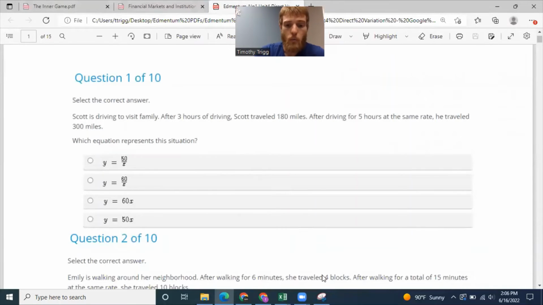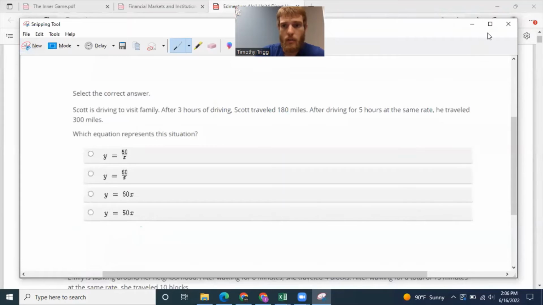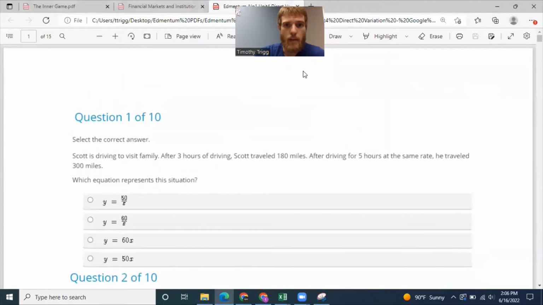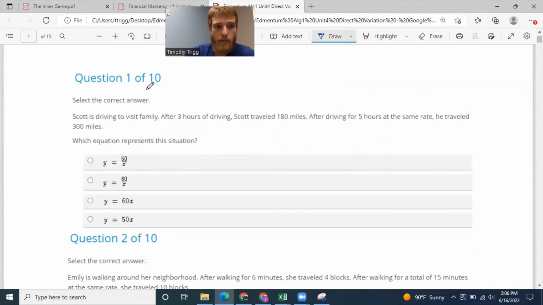So for this one, we have a couple of coordinate points that they're giving us essentially. They're giving us 3, 180, as well as 5, 300. So 3, 180. And then also, they're giving us the other coordinate point in 5 hours of driving, 300 miles.